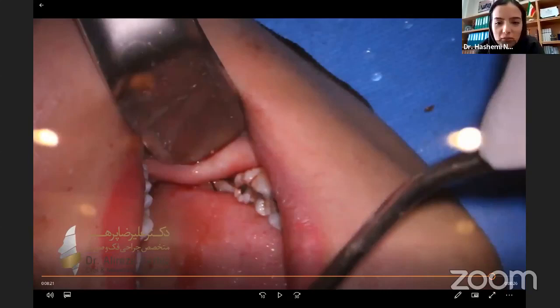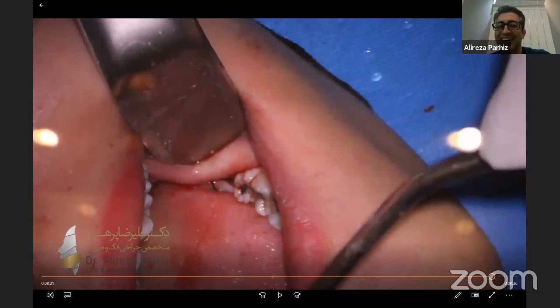Me too. I don't trust my patients, so I don't leave anything unsutured. They might bleed, right? Okay. I use sutures too. Okay, yeah.